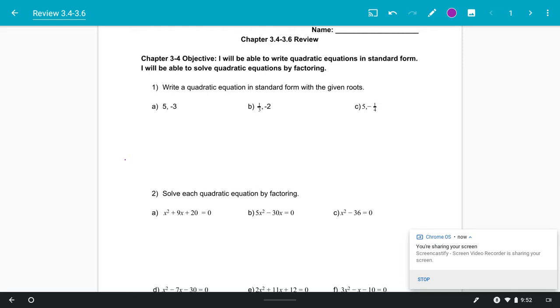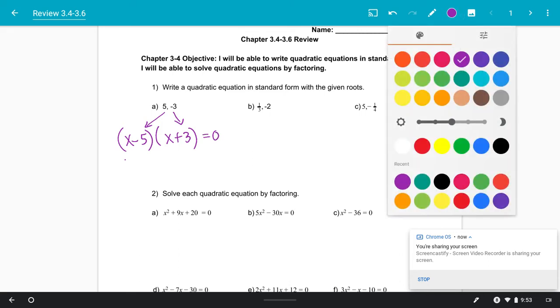So the first question says write a quadratic equation in standard form with the given roots. If you are given two integers like this, it's kind of nice because you can just put those directly into parentheses with the opposite sign. So x minus 5, and then this one would be x plus 3, and set that equal to 0.